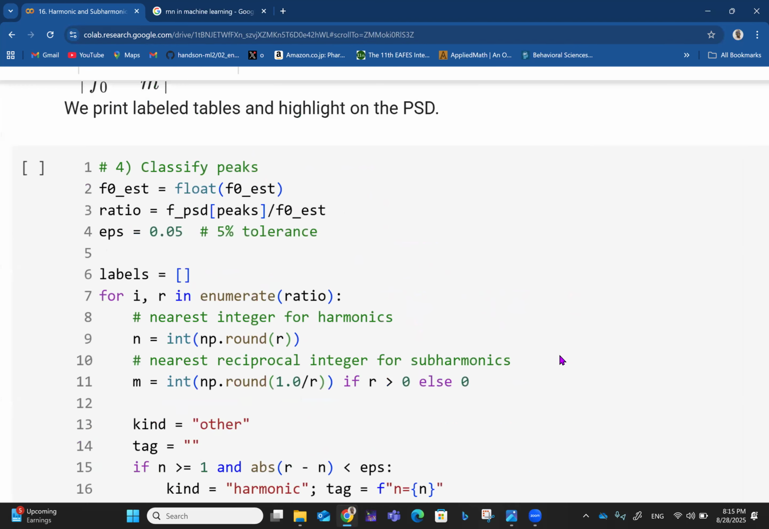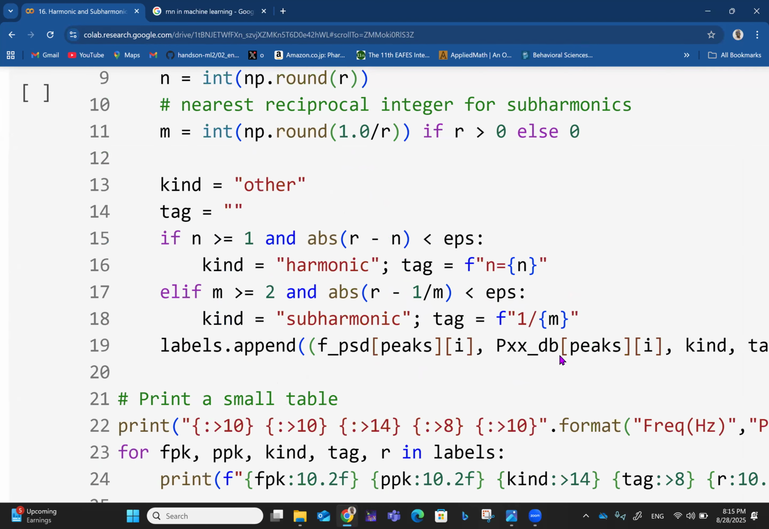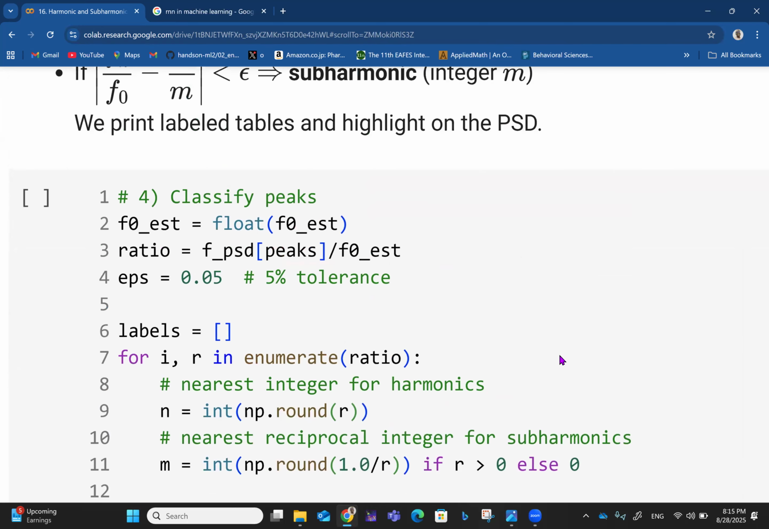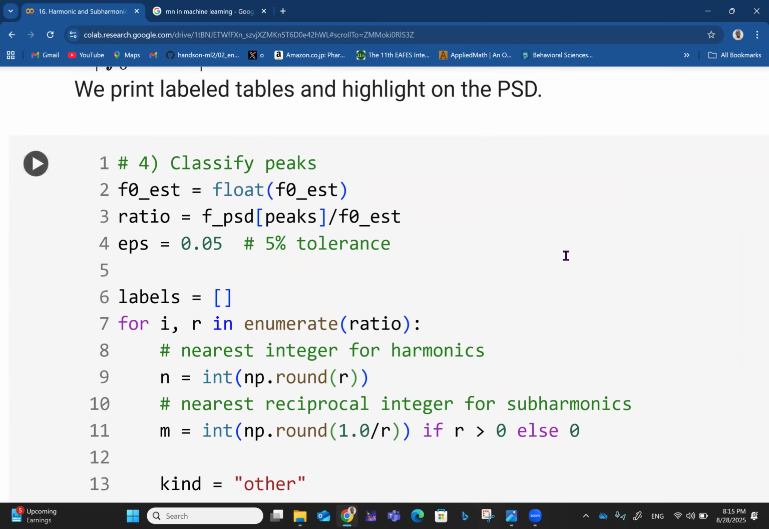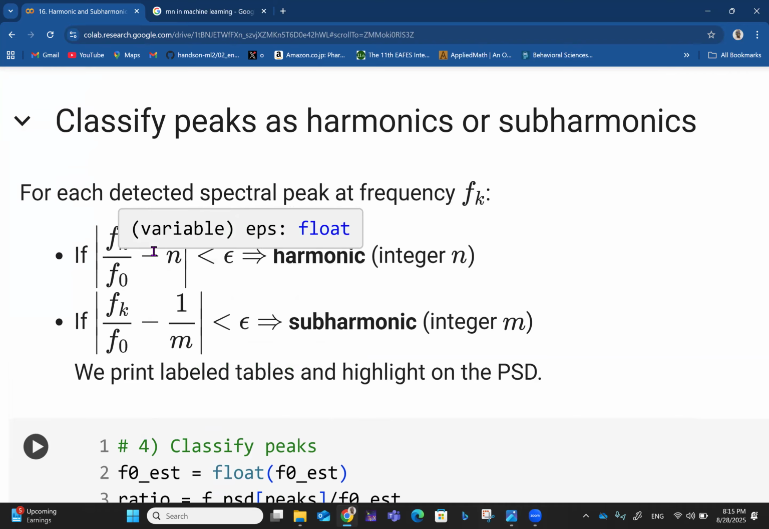So here now, let's see what we have. I can expand it and go step by step, but when we get there, we'll look at all those things. So for classified peaks, you now have f naught underscore est equals float of f naught underscore est, and ratio equals f underscore psd of peaks divided by f naught underscore est. EPS is 0.05, that's a 5% tolerance. That's epsilon, the same epsilon we saw up here.